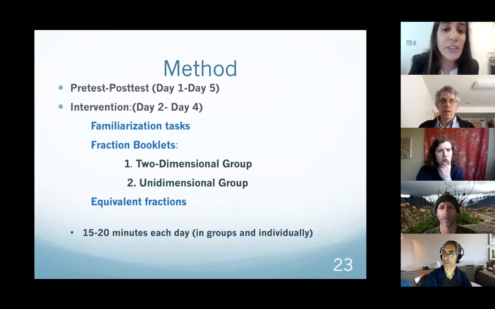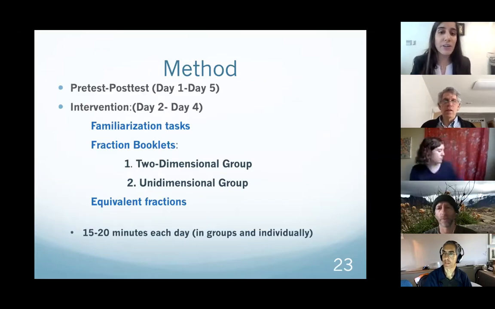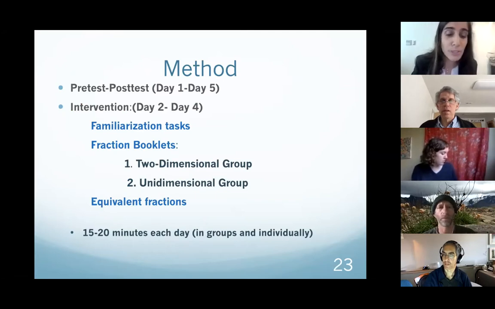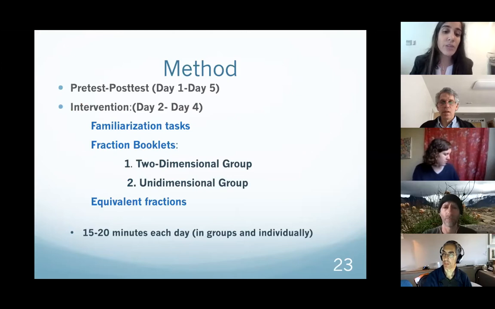So day 1 had the pre-test and day 5 had the post-test. For the interventions, day 2 was the first day of intervention, and students were put into groups and given lessons on the number line for the group they were put in. For example, if they were in the two-dimensional group, they were given lessons in small groups on the two-dimensional number line. If they were in the unidimensional group, they were given lessons in small groups on the unidimensional number line.